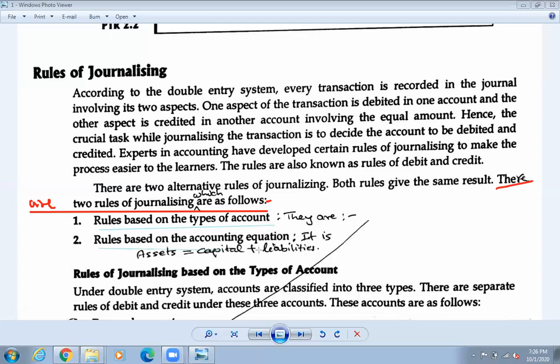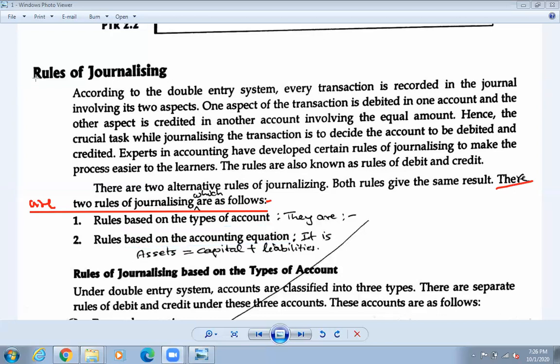So based on the accounting equation, that means assets equals capital plus liability. This is the formula, and according to this formula also we are able to know whether they are debited or credited. Okay, so debit or credit, that also we can easily find out. So we need to write down like this.